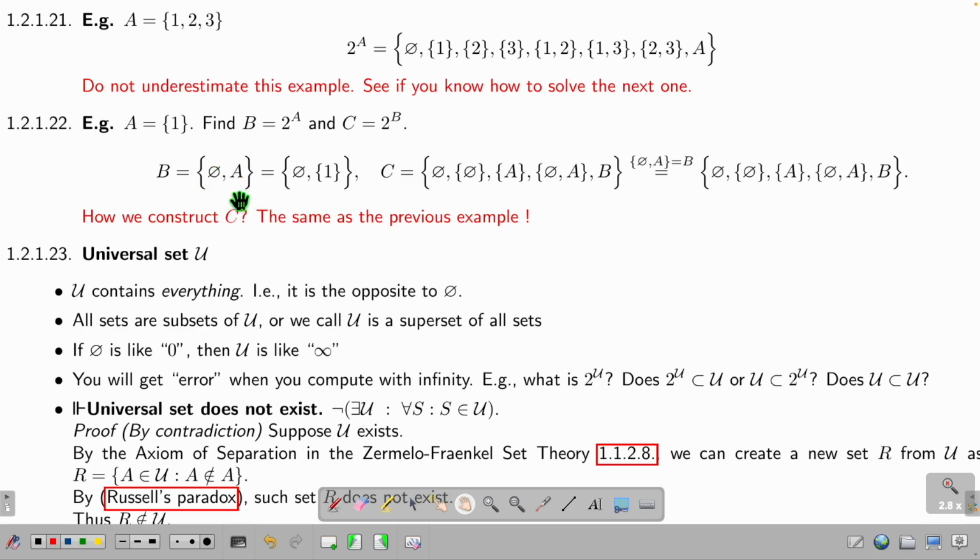Now I have a set with 2 elements. That means if I want to find the power set of B, which is C, then I either pick nothing from here, so this is nothing; pick the first guy, this is the first guy; pick the second guy, this is the second guy; or pick both, which is just B. Okay, therefore I have this.